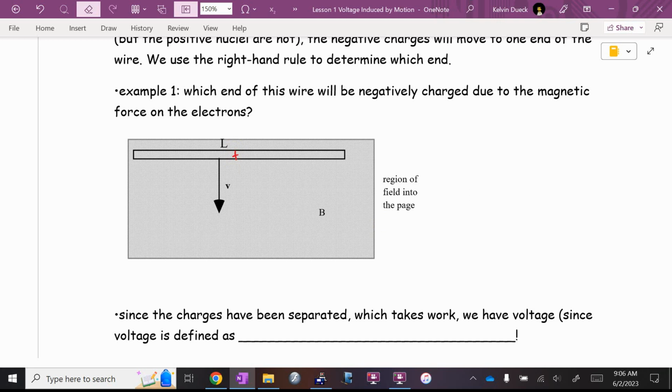We are pulling this metal bar by hand, physically, through a magnetic field. So let's just target one charge. What direction is that proton moving? What direction is the velocity arrow? So everybody point your right thumbs down the page. What direction is the magnetic field?